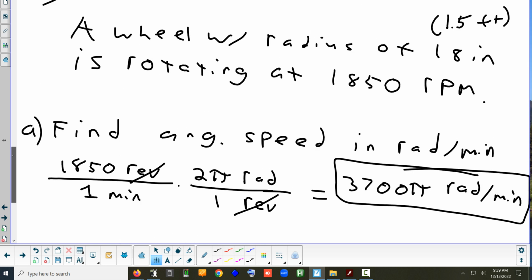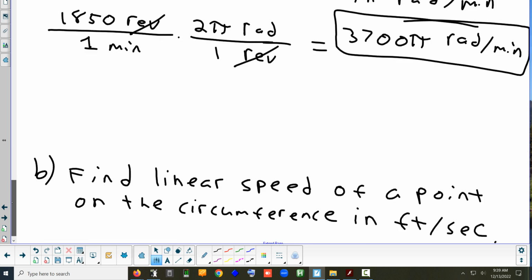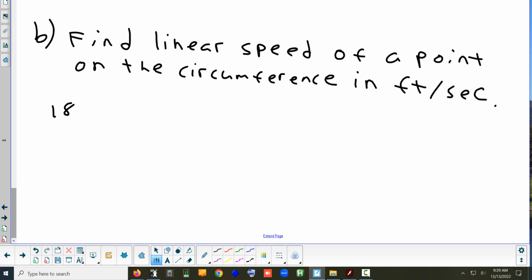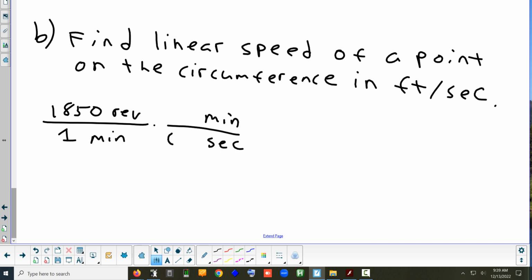So we want to go back to what we started with. You always want to start with revolutions when you're doing something like part B. 1,850. Now, for a time unit in this part, what do they want my time to be? We have minutes right now, but ultimately seconds. All right, let's get that out of the way. So let's change minutes to seconds. 60 seconds in a minute. Okay, so that quickly deals with time.